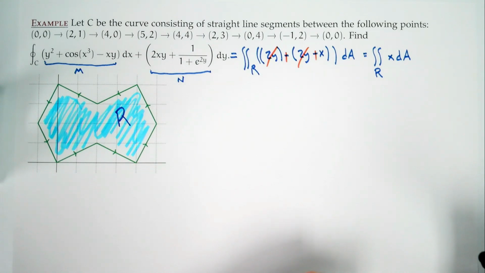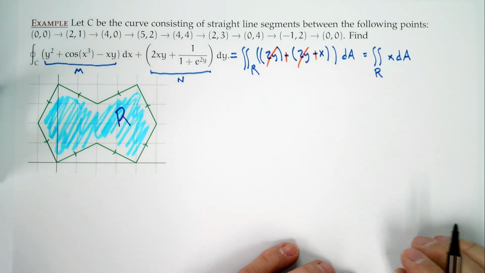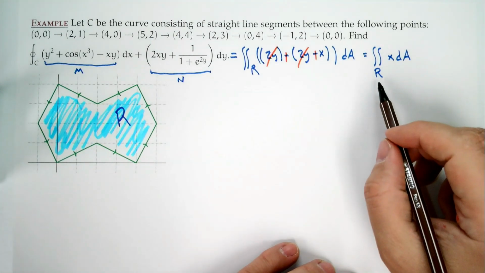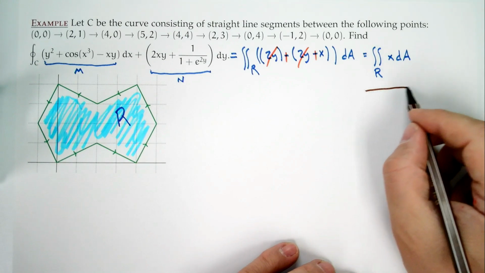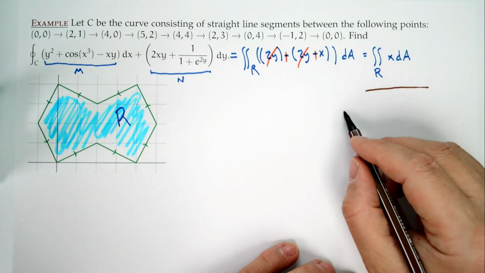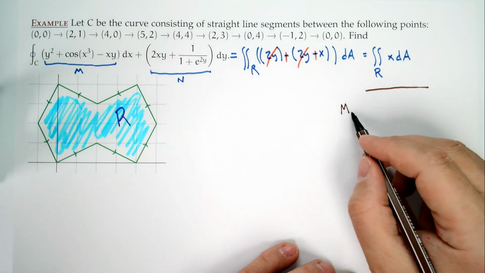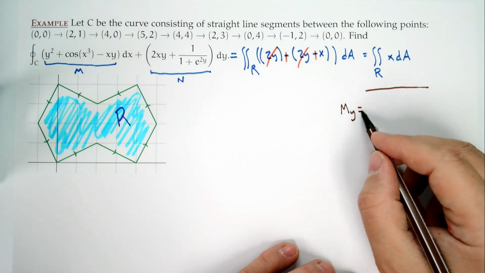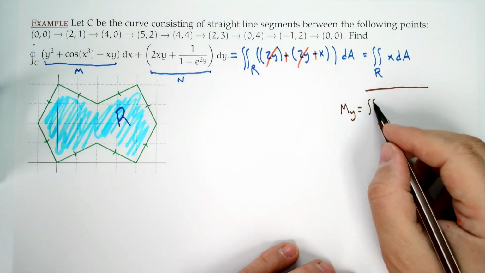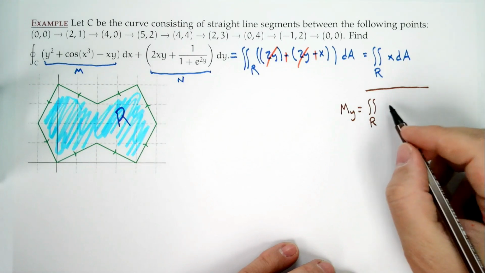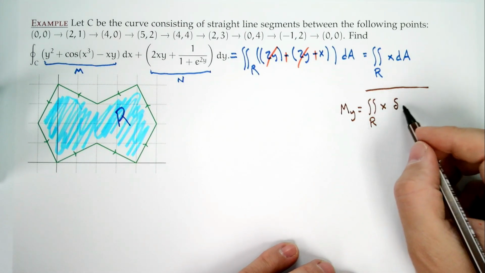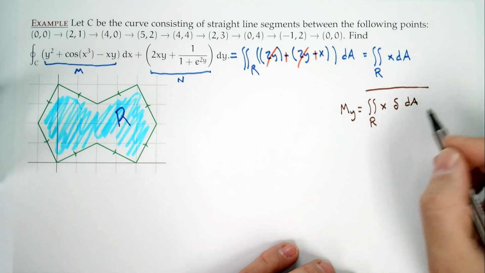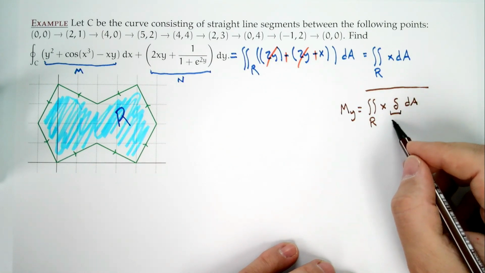Maybe one more moment. Do you see it? The answer is we have seen an integral which has an x dA. So where has that integral shown up? Well, when you look at the moment with respect to the y-axis, that's equal to the integral over your region of x times your density, so distance times density, dA. Well, let's just make density equal to 1.